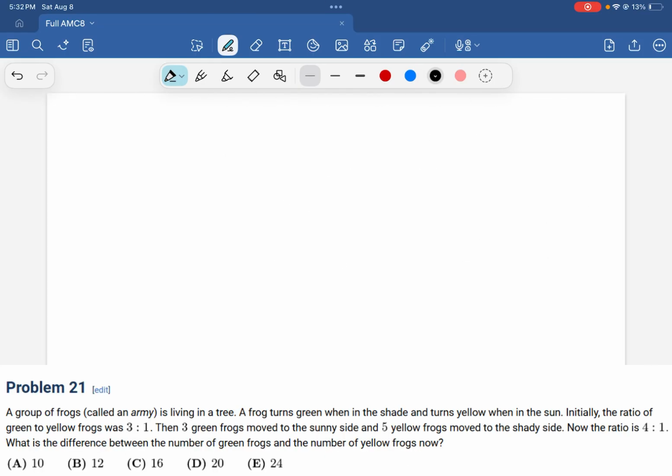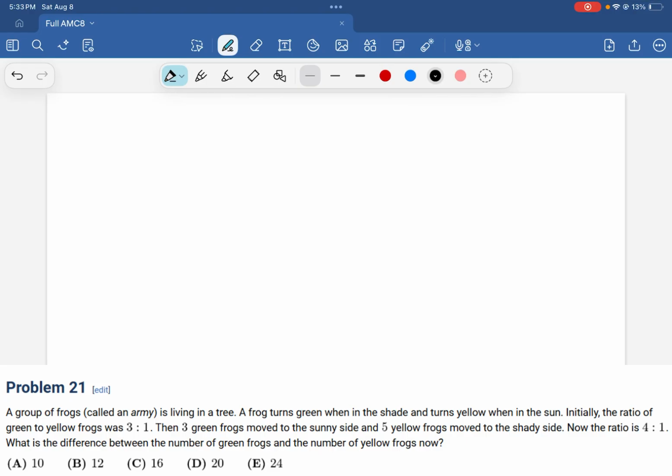Problem 21. A group of frogs called an army is living in a tree. A frog turns green when in the shade and turns yellow in the sun. Initially, the ratio of green to yellow is 3 to 1. Then 3 green frogs move to the sunny side and 5 yellow move to the shady side. Now the ratio is 4 to 1. What is the difference between the number of green and yellow frogs now?